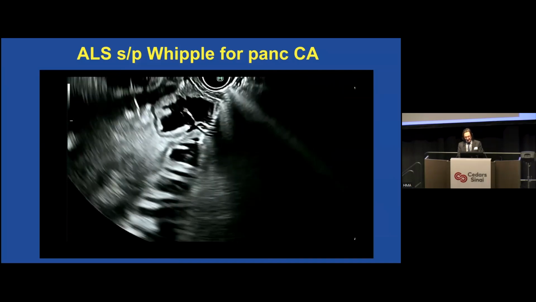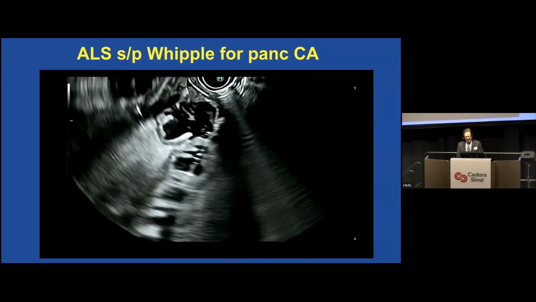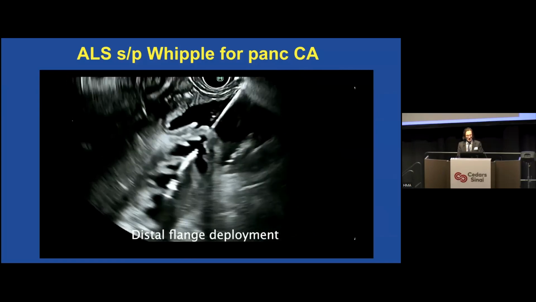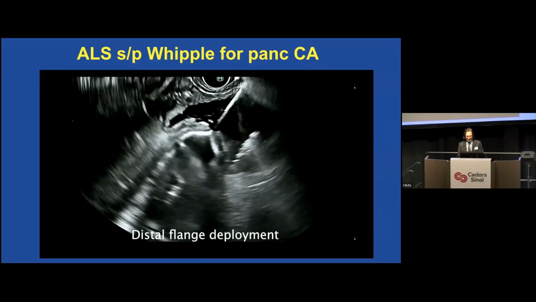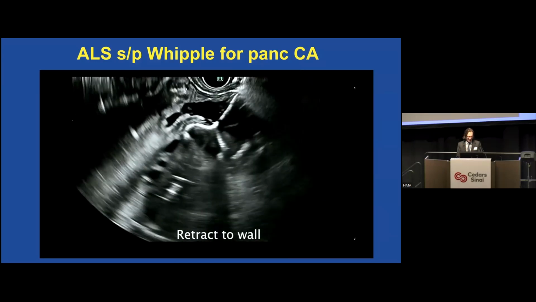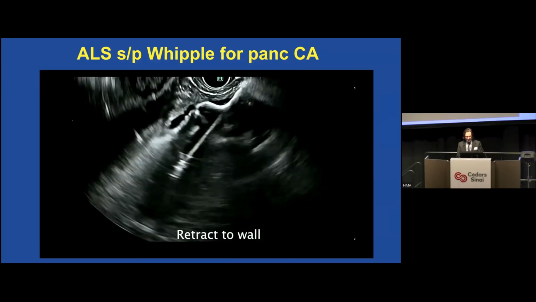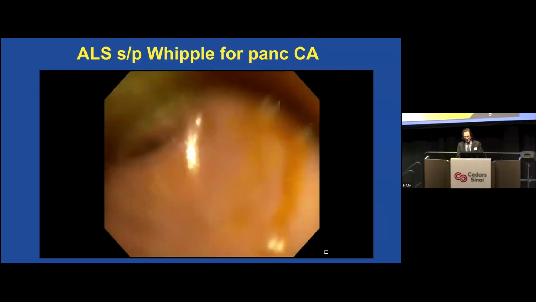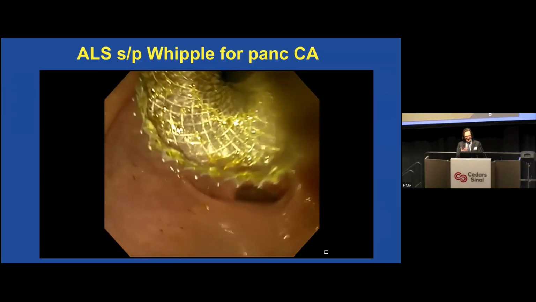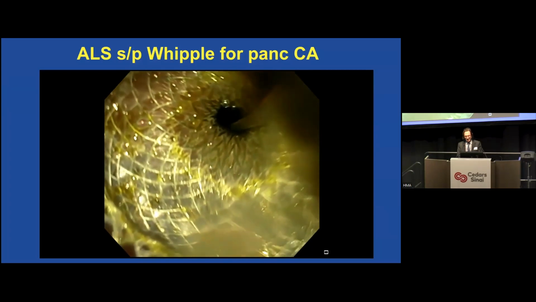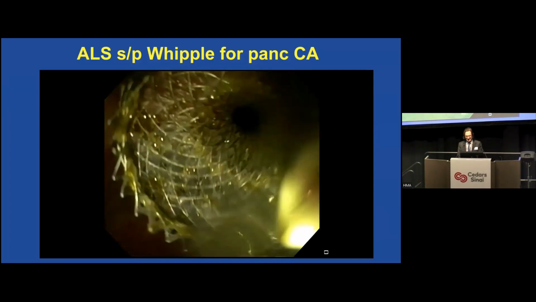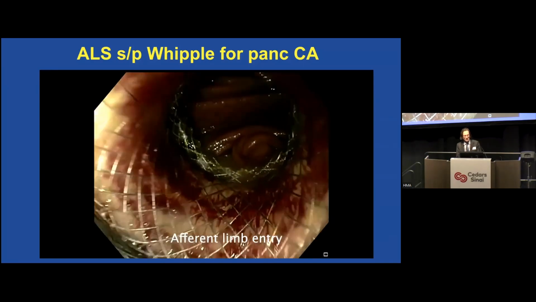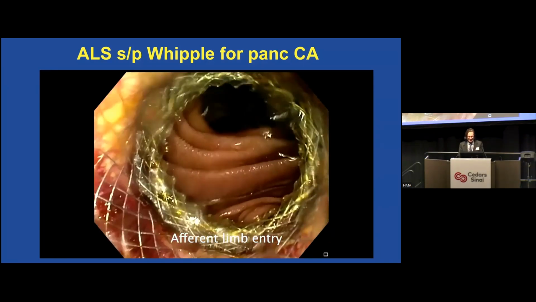Now we've switched to the EUS view. We're placing a 15-millimeter LAMS, the distal flange deployment, all of this under constant ultrasound guidance. We never take our eye off of the ultrasound image here. We completely disregard the endoscopic view, snug that distal flange nicely up against the wall, release the proximal flange from the working channel, and there we see the bile flowing. And then we can use that LAMS as a port to enter into the afferent limb.